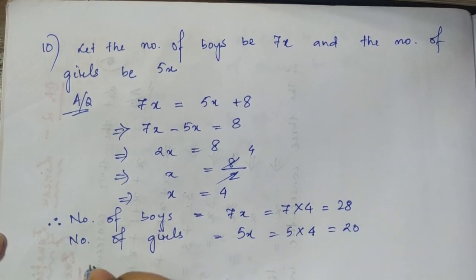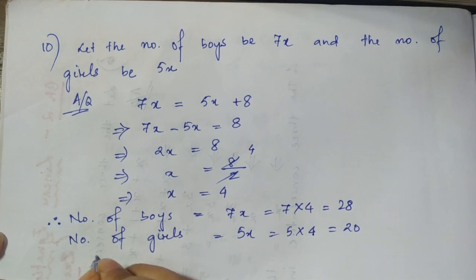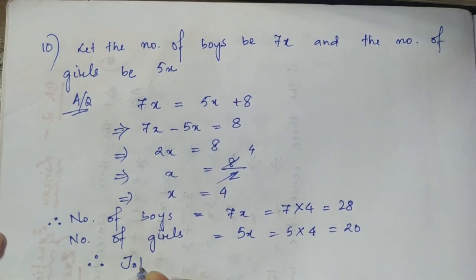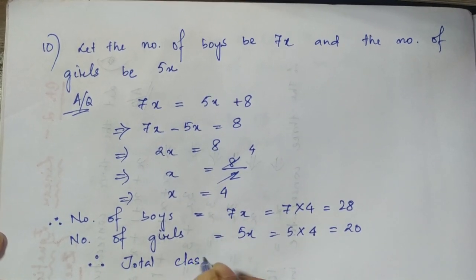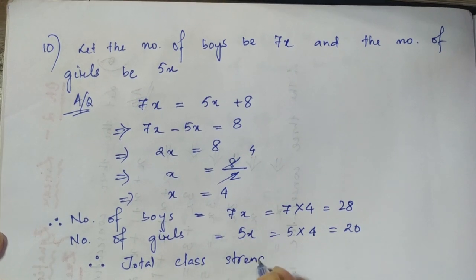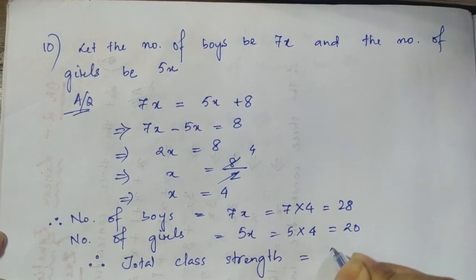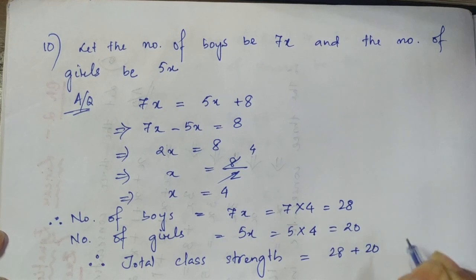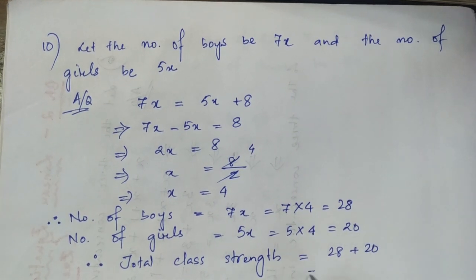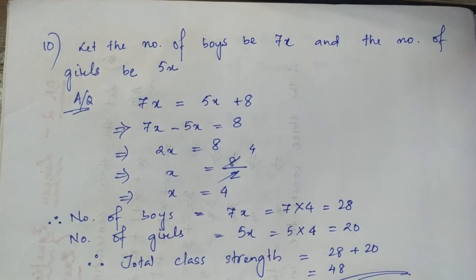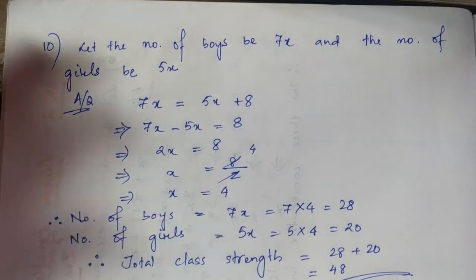So we got this. Now it's very easy to find out the total class strength. Therefore, for the total class strength, you'll add up the number of boys and girls. 28 plus 20, so how much do you get? You get 48. So here comes your total class strength.